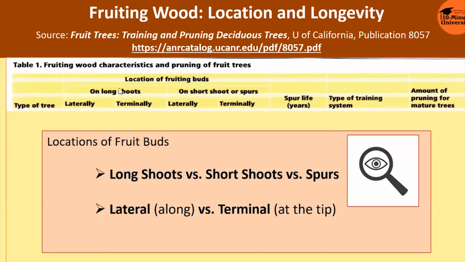The location of fruiting wood can be on shoots, long or short, or on spurs. And they can be positioned or distributed laterally or terminally. We are going to look at some examples of shoots. Lateral basically means along, and terminal means at the tip. So if fruits are laterally distributed on the long shoot, it simply means that along this entire long shoot, you're likely to find fruit distributed. But if it's terminal, it will be at the tip of the long shoot.